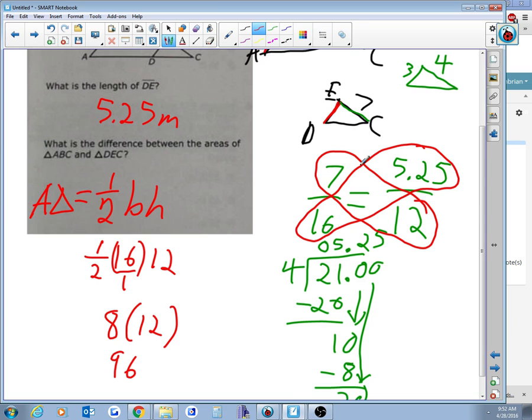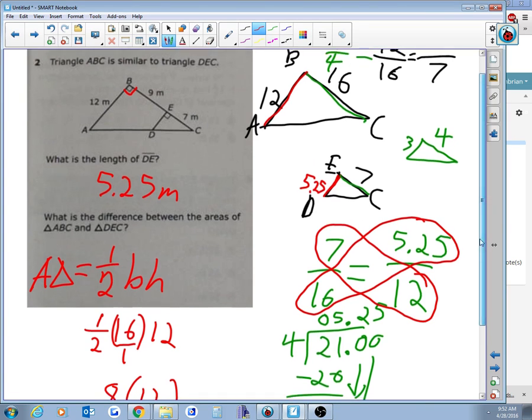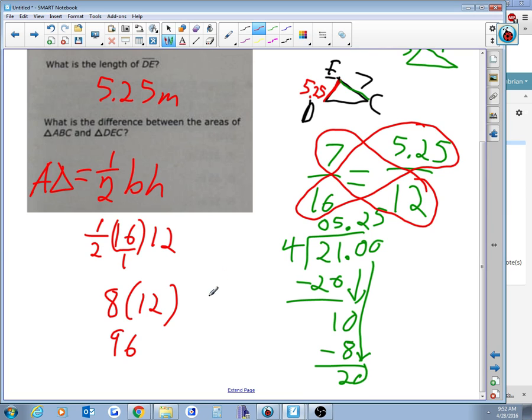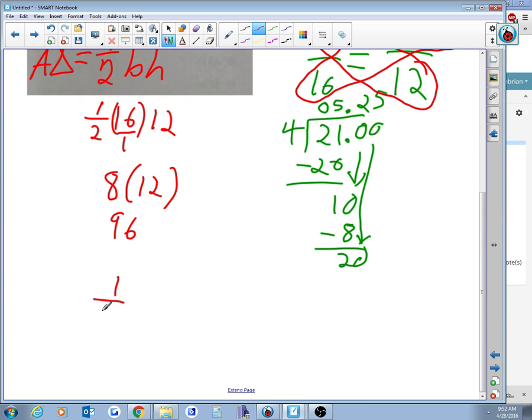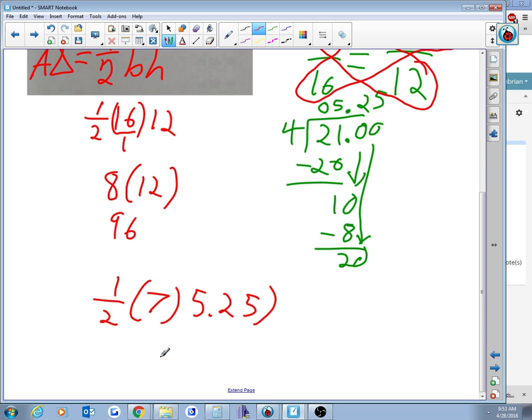The area of the smaller triangle, well, this right here is 5.25. So it would be half of 7 times 5.25. So let's see here. 1/2, the base is 7, and the height is 5.25. Okay, let's go ahead and use a calculator for time's sake. So half of 7 will be 7 divided by 2, which just gives us 3.5. 3.5 times 5.25 equals 18.375.